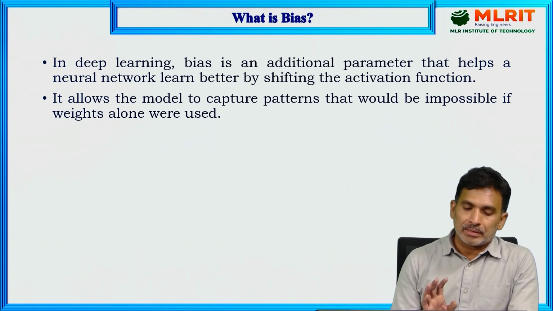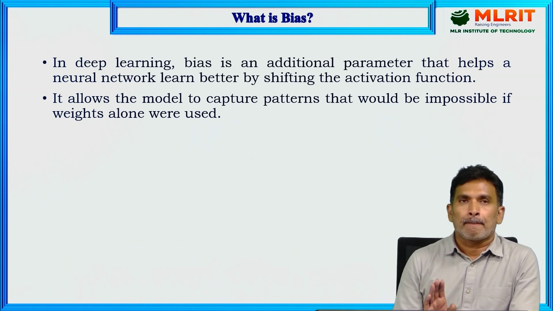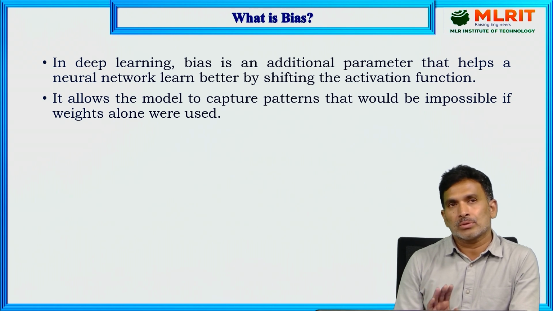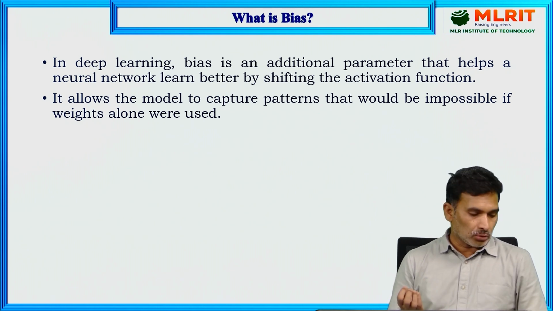In deep learning, bias is an additional parameter that helps a neural network learn better by shifting the activation function. So it allows the model to capture patterns that would be impossible if weights alone were used. If you use only weights, most of the time it would be impossible to capture all the patterns.